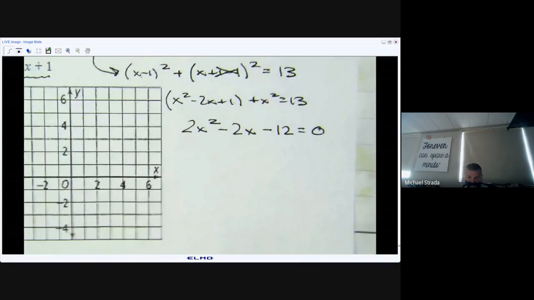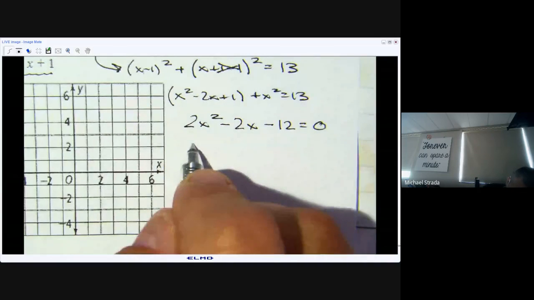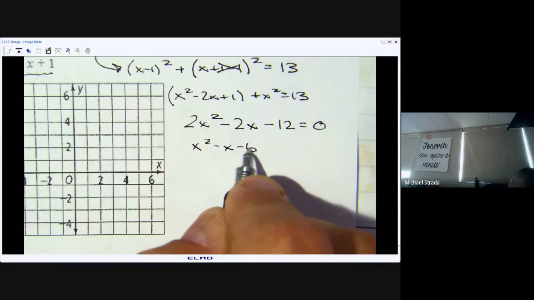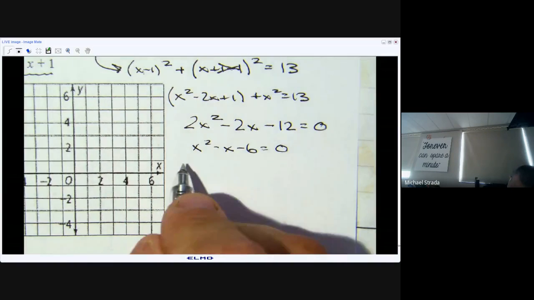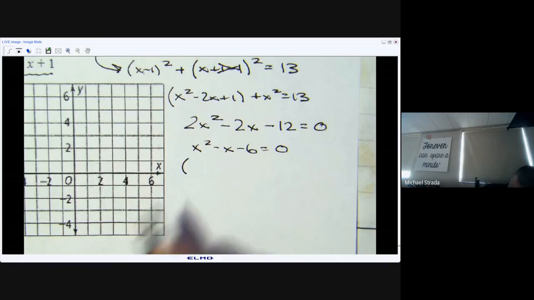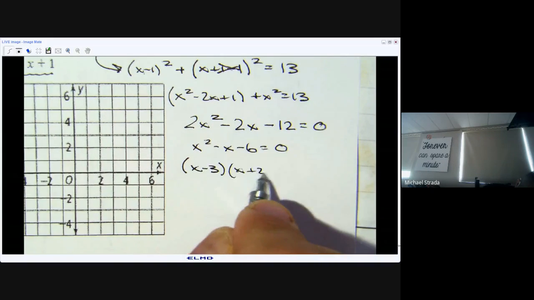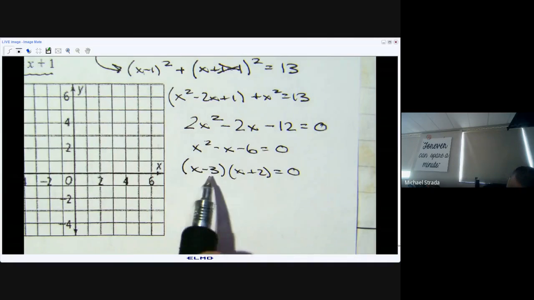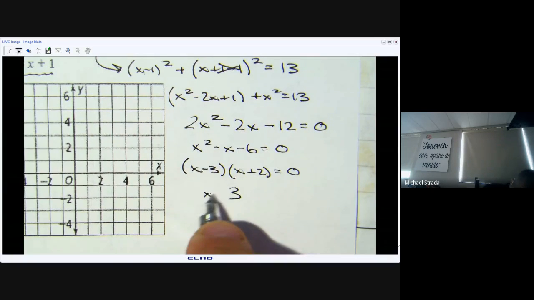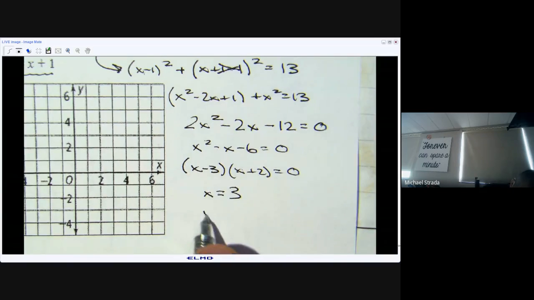Are they all even numbers? Yep. So can I cut them all in half to make my life easier? Yep. X squared minus x minus 6 equals 0. Factors into 2. What two numbers go into 6? Subtract the 1, 3 and 2. So x minus 3, x plus 2. What's the opposite of negative 3? So one solution is x equals 3. What's the opposite of positive 2? So x equals negative 2.